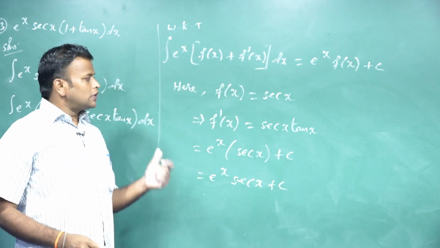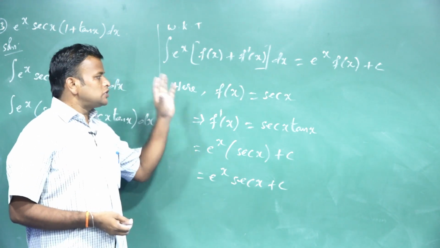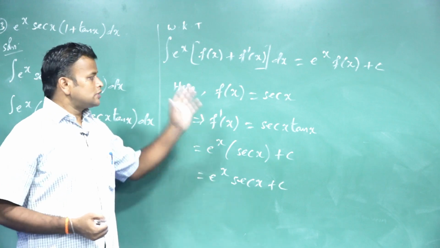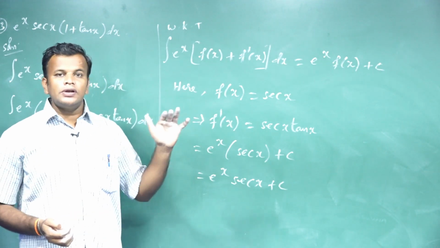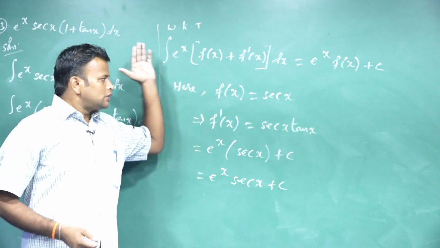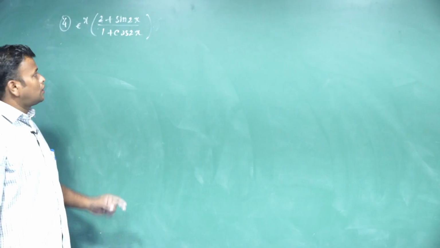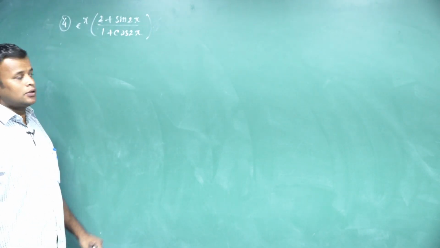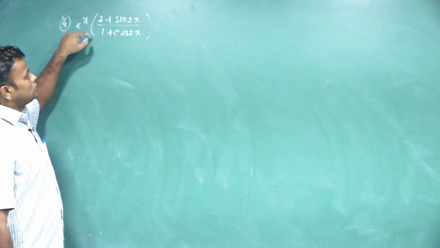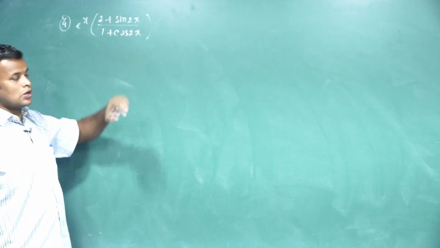So simplification of the given sum is very important, and identification of f of x is a must, because the differentiating of one term will give the other term, which is nothing but f dash of x. So in these sums, the identification of f of x is a must. Now we move to the fourth one. See, outside is e power x, within the bracket 2 plus sin 2x divided by 1 plus cos 2x.